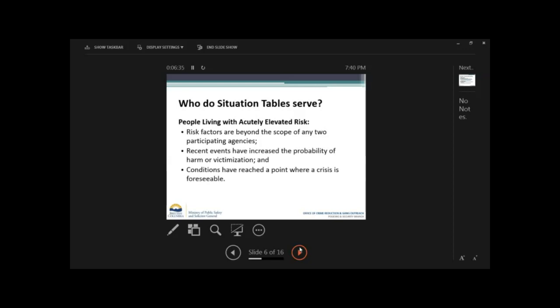Number 2 indicates that recent events have increased the probability of harm or victimization. This ties in with the next point, which is that conditions have reached a point where a crisis is foreseeable. Where we see this happen a lot is that the school district will start noticing that a child is coming to school and they're in a bad mood.